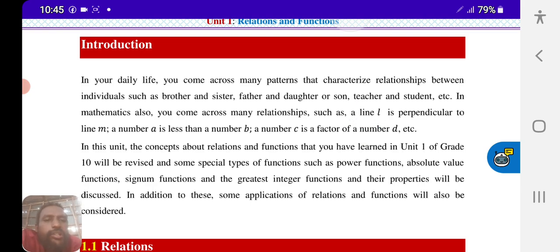In this unit, the concepts of relations and functions that you learned in unit 1 of grade 10 will be revised, and some special types of functions, such as power functions, absolute value functions, sigma functions, and the greatest integer functions and their properties will be discussed. In addition to this, some applications of relations and functions will also be considered.